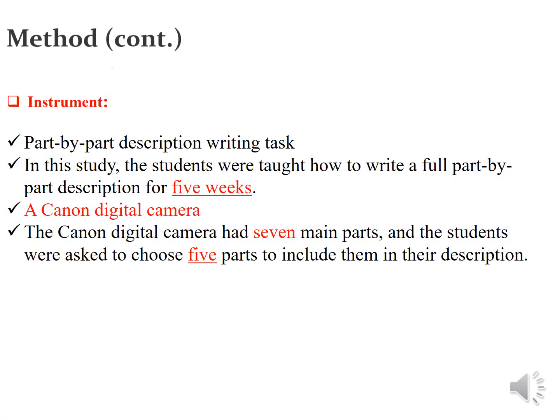A writing task was developed to collect the data. This writing task is part by part description. Part by part description is a technical writing that describes an object by giving details to the main parts of the object. And the object that the participants had in this task is a Canon digital camera.